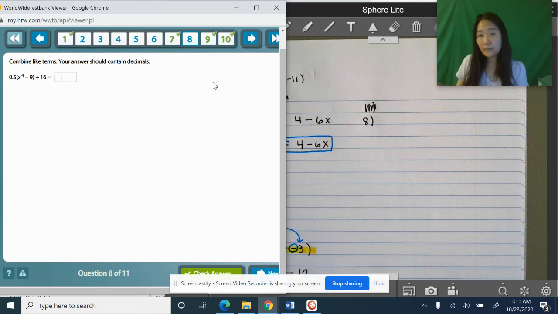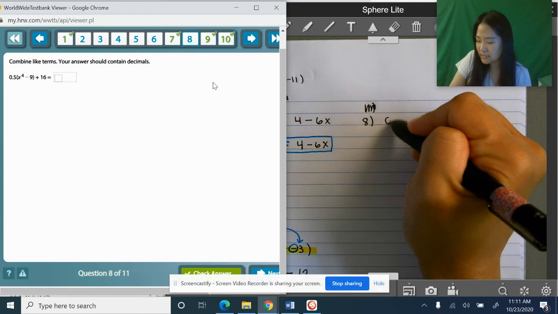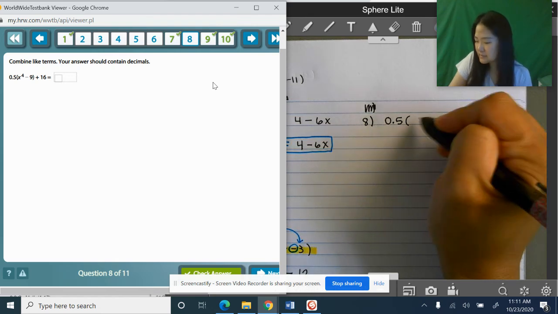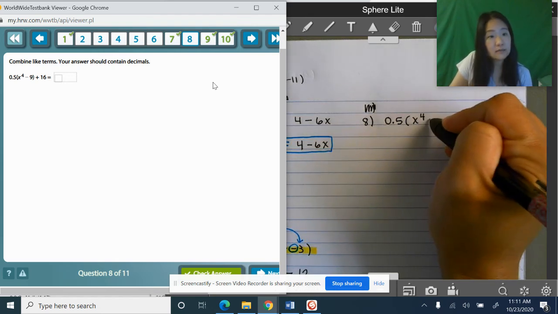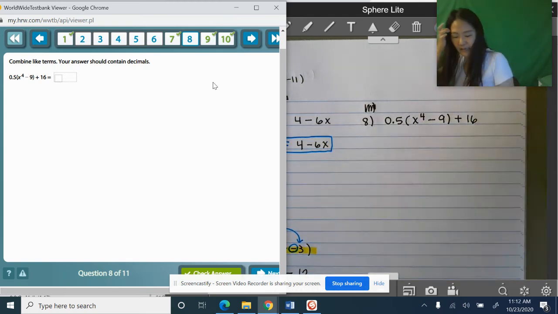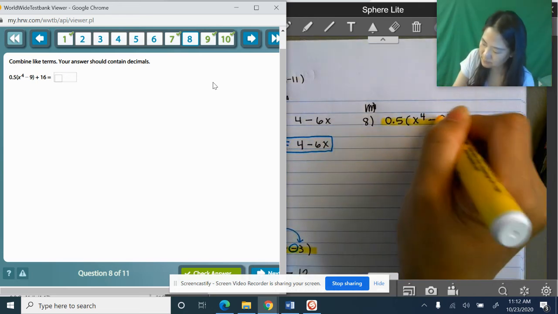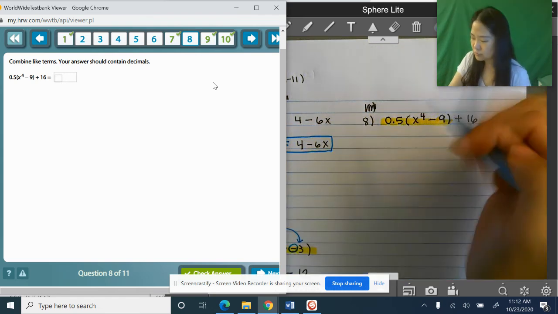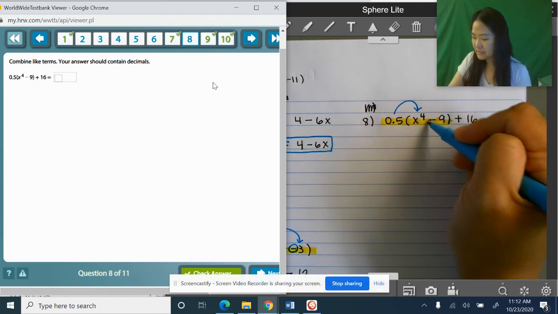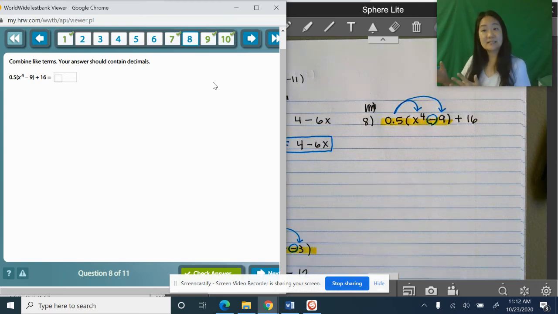So combine the like terms. Your answer should contain decimals. Let me first copy down the problem. 5/10, 0.5, parentheses, x to the 4th power minus 9 plus 16. I have distributive property right here. So I need to evaluate my distributive property first. So I need to do 5/10 times 1x to the 4th power minus 5/10 times 9, plus 16.